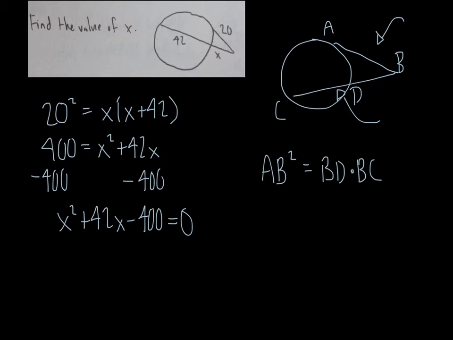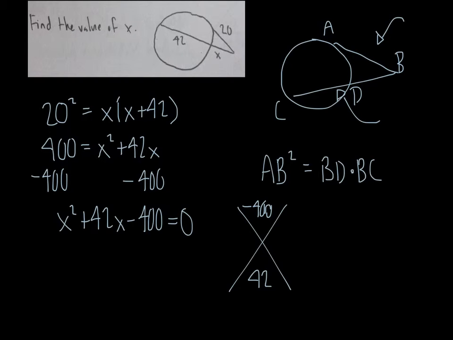Maybe some of us remember how to do that. We need to figure out two numbers that will multiply to negative 400 and add to 42. So I'm thinking like negative 40 times 10. That multiplies to negative 400, but it adds to negative 30. So we need to find two numbers that multiply together to make negative 400, but add to make 42.